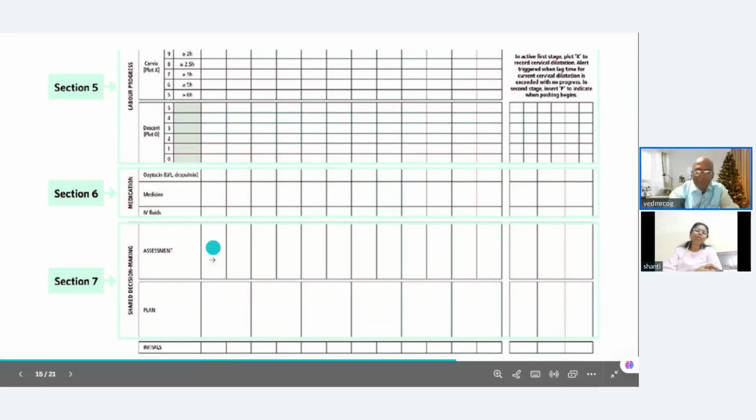And here we will formulate the plan of action. We'll write the initials of whosoever is assessing. So that is about the labor care guide. This was a well performed station. I'll say this is a pass station.